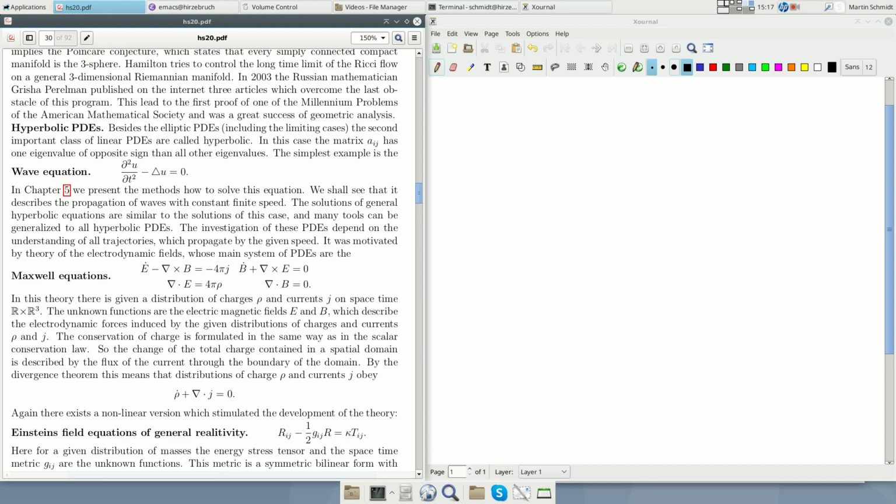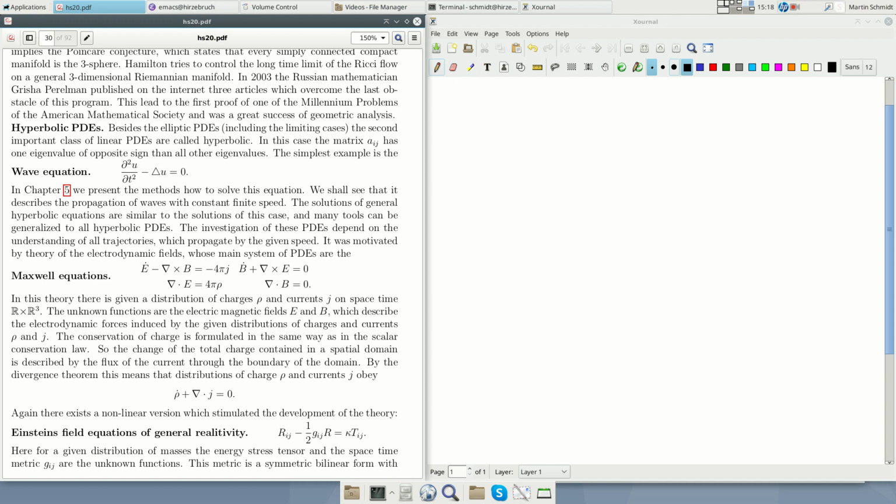Okay, this program, Richard Hamilton couldn't finish at some point. There was mainly one obstacle. And a Russian mathematician, Grisha Perelman, maybe you noticed this because this was also in the media, published on the internet three articles which overcame this last obstacle and led to the first proof of one of the millennium problems. So this was a great success of geometric analysis.